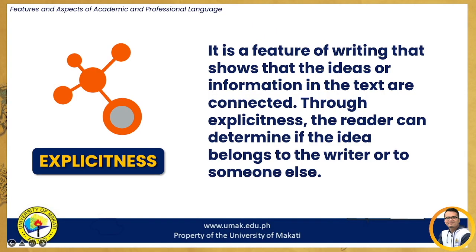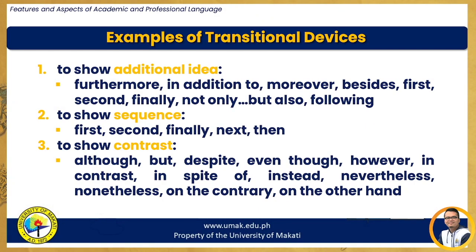Another aspect is explicitness. It is a feature of writing that shows that the ideas or information in the text are connected. Through explicitness, the reader can determine if the idea belongs to the writer or to someone else. In order to establish connection, writers use transitional devices. Transitional devices are words or phrases that help carry a thought from one sentence to another, from one idea to another, or from one paragraph to another.